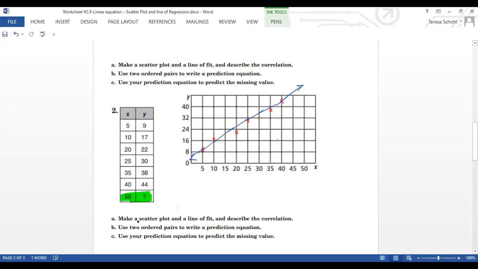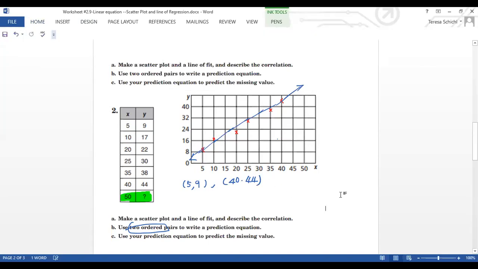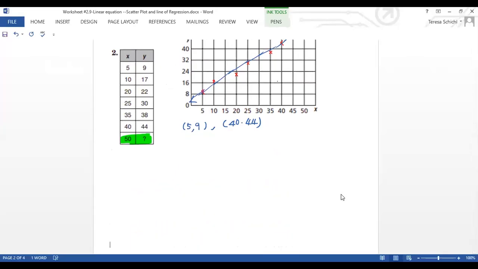So now let's say we use 2 points to do that. I always like to choose the first point and the last point here. So this is 5 and 9. Okay, and then the other point is 40 and 44, right? Let me get a little bit more space so we have space to write. Okay, now let's go back here.